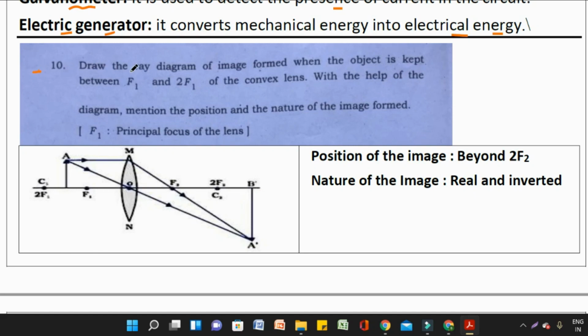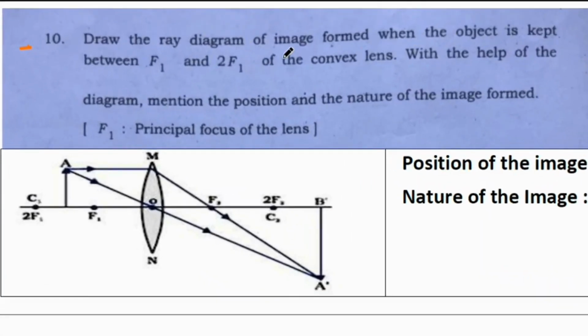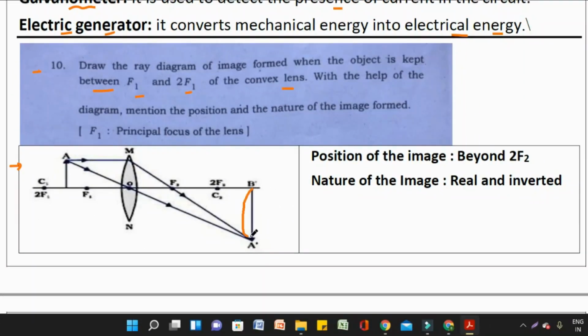10th question. Draw the ray diagram of the image formed when the object is kept between F1 and 2F1 of a convex lens. With the help of the diagram, mention the position and the nature of the image. So this is the diagram, students, and the position of the image is beyond 2F2. So this is the image, it is beyond 2F2. And the nature of the image is real and inverted.